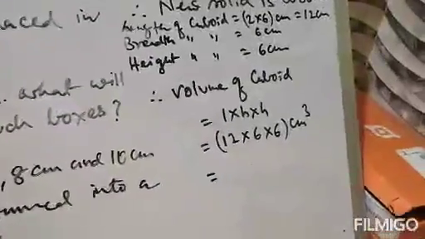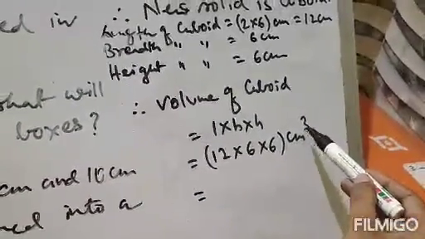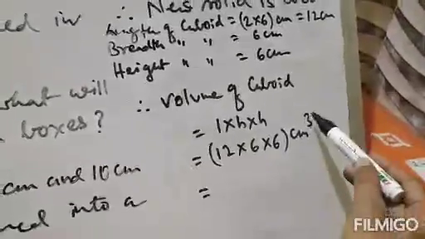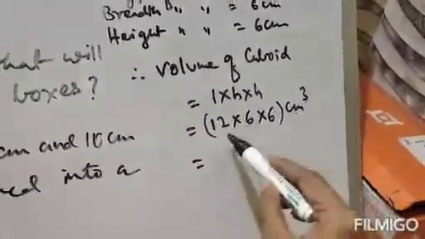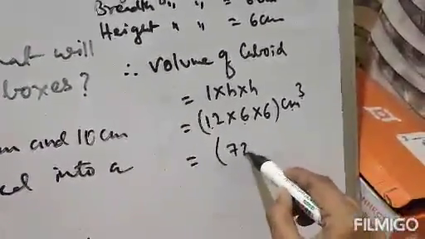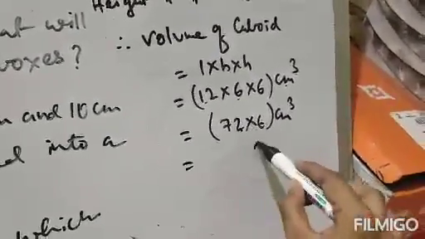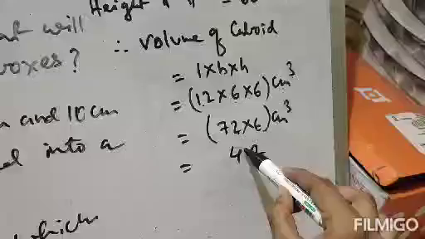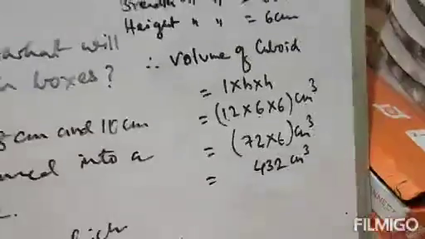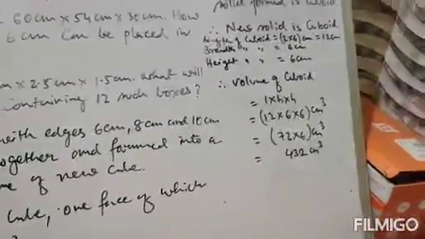So when you find volume, it will be power 3 over here. If unit is meter, then meter to the power 3. If unit is centimeter, then centimeter to the power 3. So 12 into 6 means 72 into 6 centimeter to the power 3. So 6 2s are 12, carry 1, 6 7s are 42, and 1 is 43. So 432 centimeter to the power 3. This is the answer.